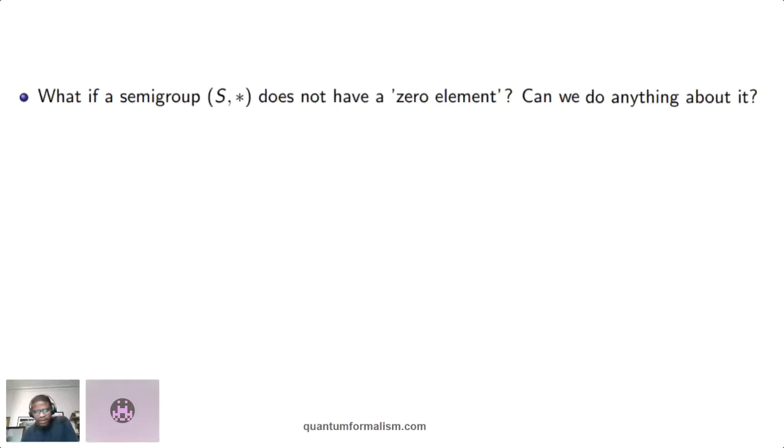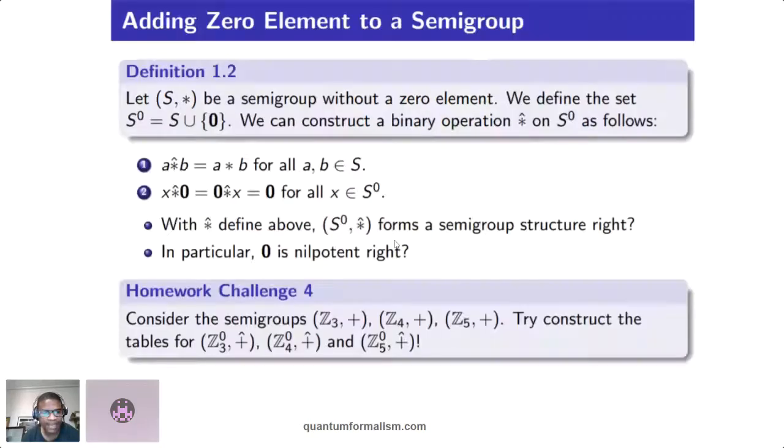Let me go back. Did you see this question? What if a semigroup does not have a zero element? Yes, okay, here. Sorry, I didn't realize I was just talking and you couldn't see what I was talking about. So the question was, if S star does not have a zero element, can we do anything about it? I think I already said it as I was talking through. The answer is yes. And this is how we do the construction. Just for the sake of it, I'll repeat again.